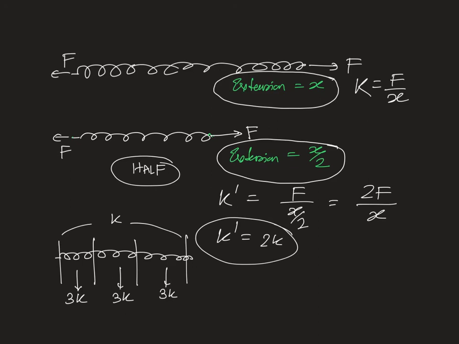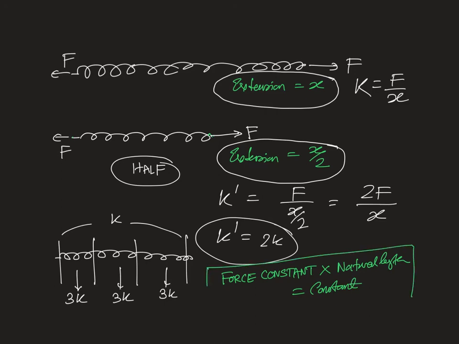So we can conclude that the force constant of the spring multiplied by its natural length is constant. I mean, if it is cut out of the same spring, right? So here you see, if the natural length becomes 1/3, the force constant becomes 3 times.